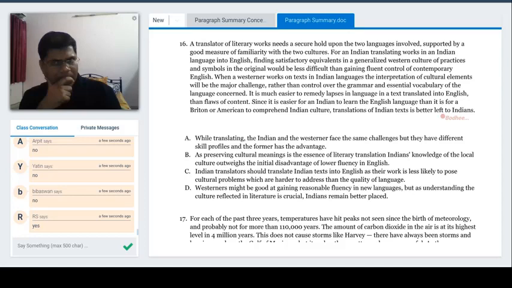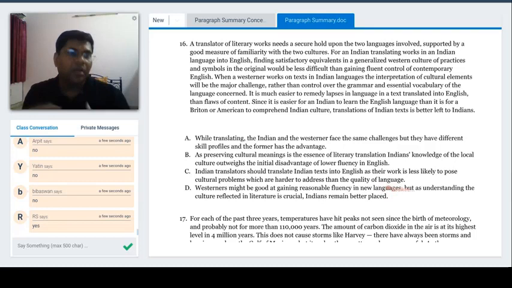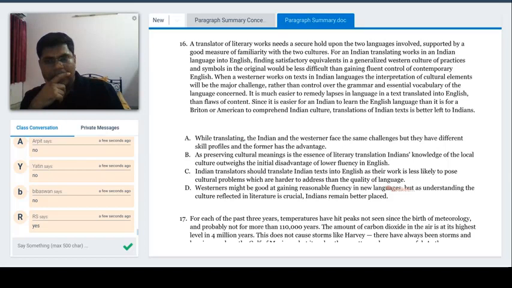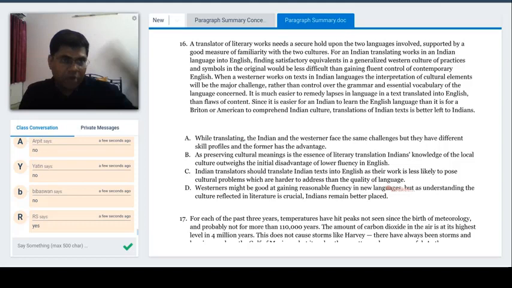This is where I said at the start that distortion is very, very common. The paragraph says Indian language into English. And what have you done in option D? You have said Westerners might be good at getting reasonable fluency in new languages. Not just English, any new language. How can you say that? That means Indians are better at understanding culture, any culture it might be, and Westerners are good at understanding languages, any language it might be. No. Indians are good at understanding Indian culture, and Westerners are good with the English language, but may not be with the Indian culture. Can I say D is distorting, and therefore D has to go? Yes or no.